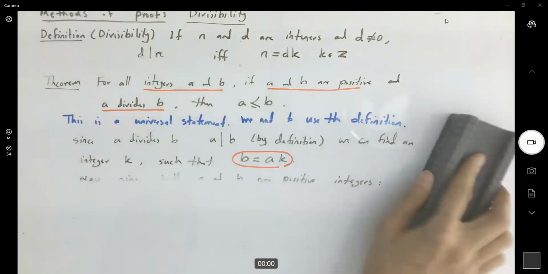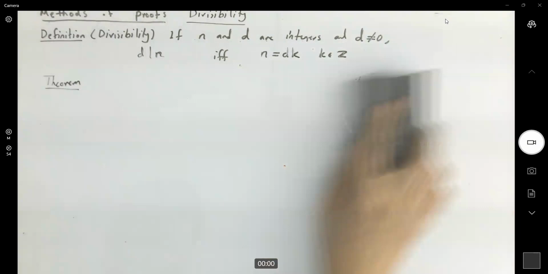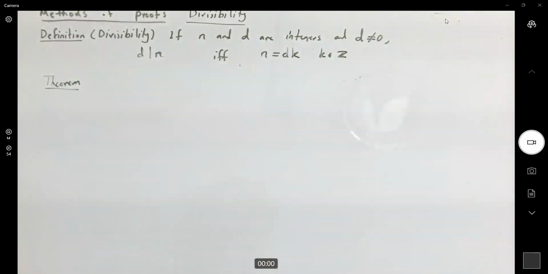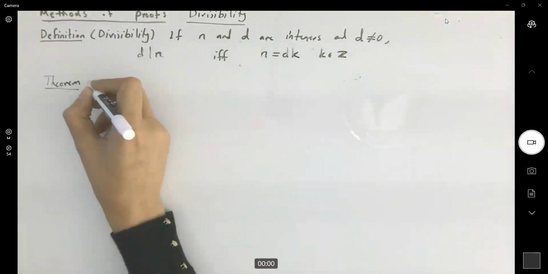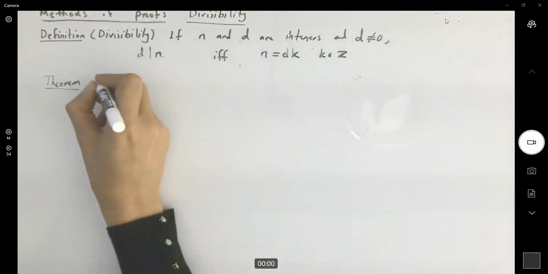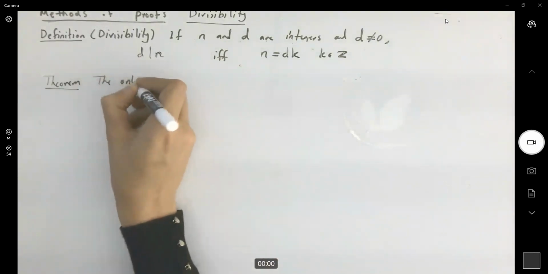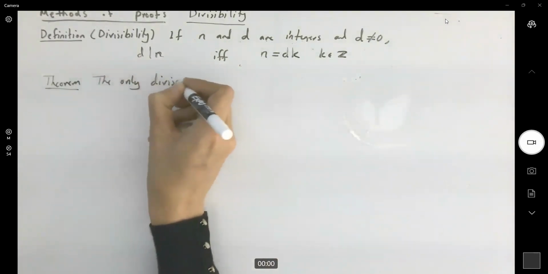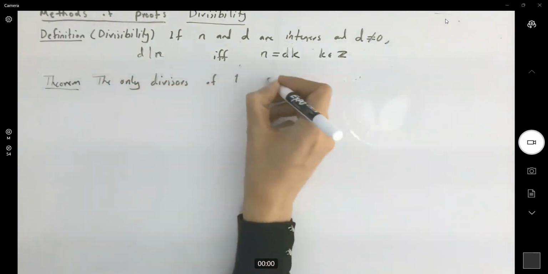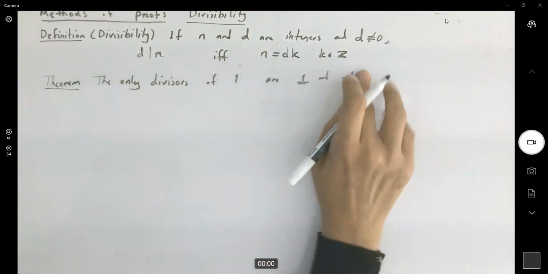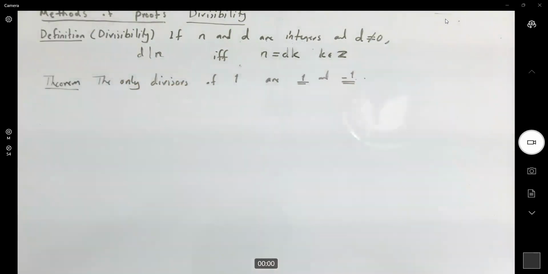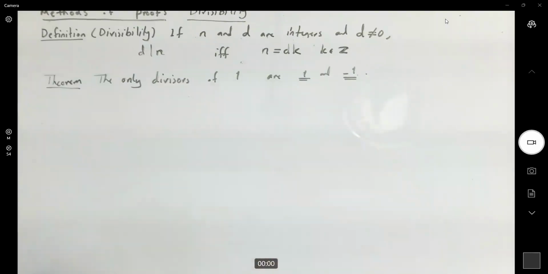Next theorem. The only divisors of 1 are 1 and -1. We're going to prove the only divisors of 1 are 1 and -1. Okay, very good.